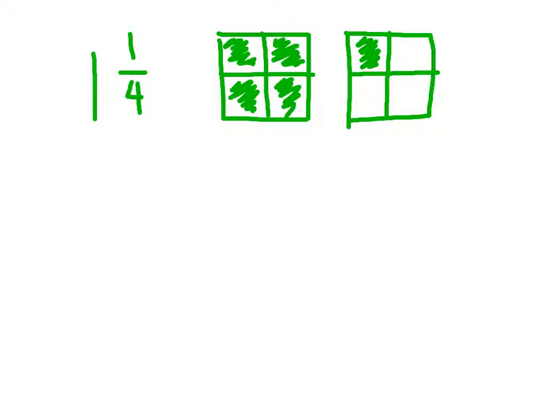To turn it into an improper fraction, all I need to do is count how many are shaded in. So I'm going to count 1, 2, 3, 4, 5 parts. 5 parts over what my whole is cut into, which would be 4 equal parts. So 5/4 is going to be the same as 1 1/4. Does that make sense? It does. Let's try another one just to make sure.